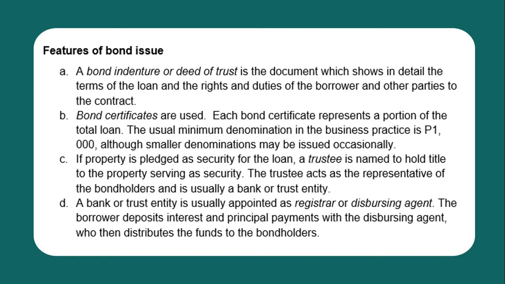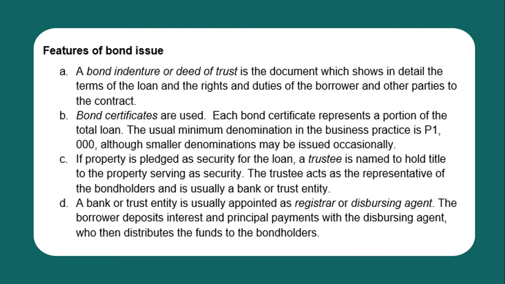So, this will serve as the contract between the issuing entity and the investor. It contains their agreement: the terms of the loan, and the rights and responsibilities of all the parties involved. Then bond certificate. Bond certificates are used. Each bond certificate represents a portion of the total loan.